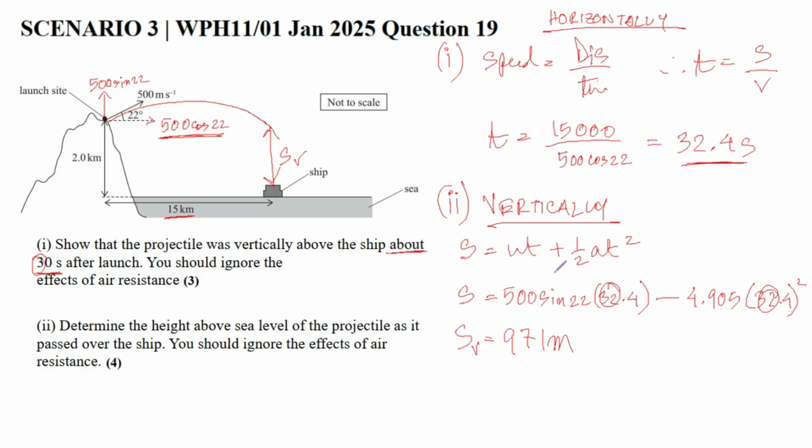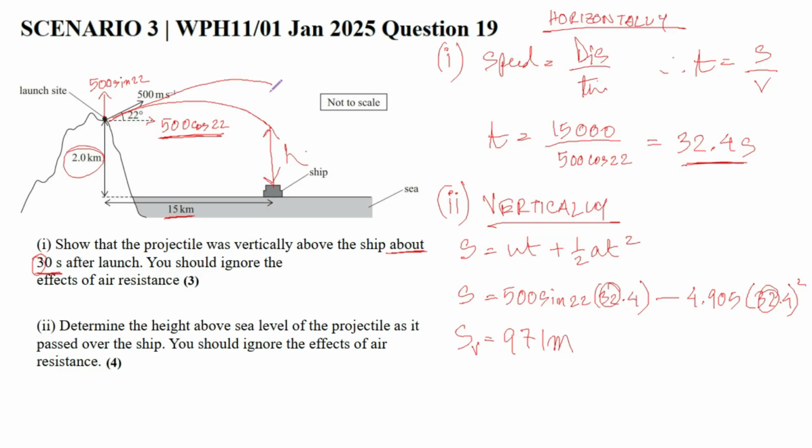Now, the question asks me for the height above the sea level of the projectile. So, along with this, what you have to add is the 2 kilometers, the height. If you add them up, what you get is, oh, one more thing I forgot to add: this was the height that you have to find out, and you don't know if this was below the point of origin.